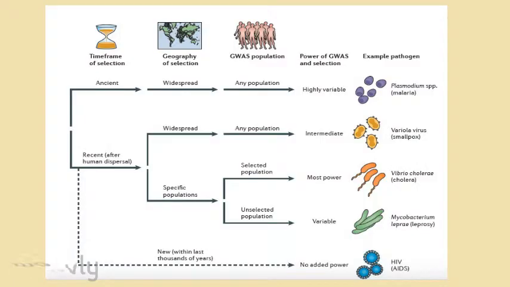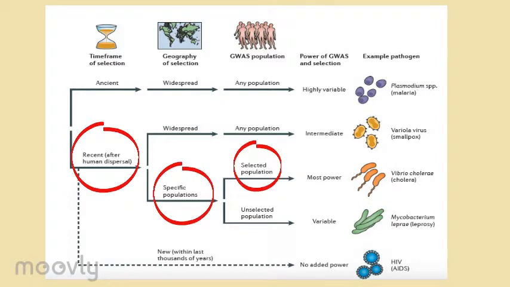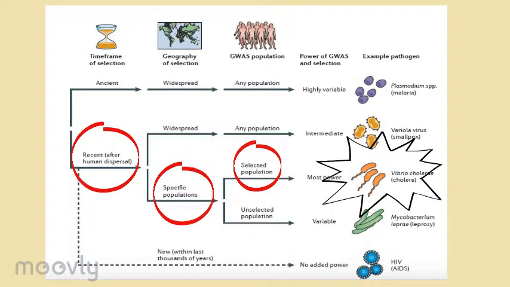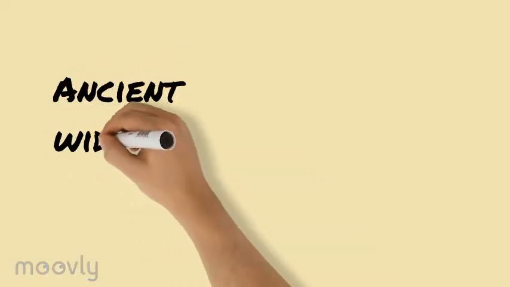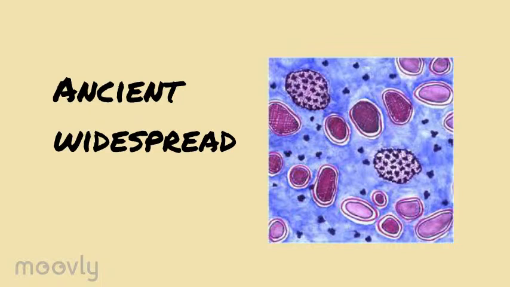According to this figure, a GWAS of a relatively recent disease that is taken from a specific selected population of infected individuals, like cholera, for instance, has the most power in determining the genetic mutations associated with the disease. In a GWAS scenario on an ancient widespread disease, such as malaria, where the populations are unselected, the results tend to be highly variable as selection is harder to detect when it is shared between populations.